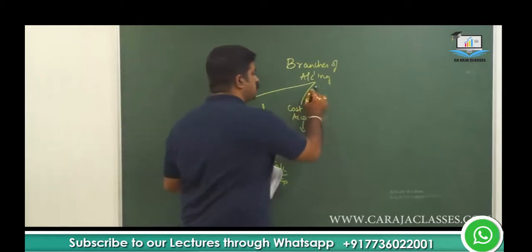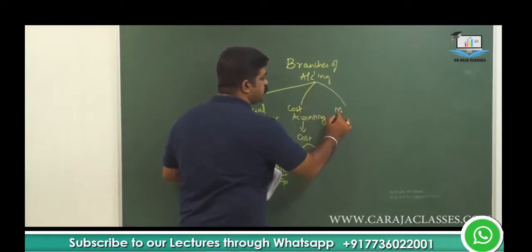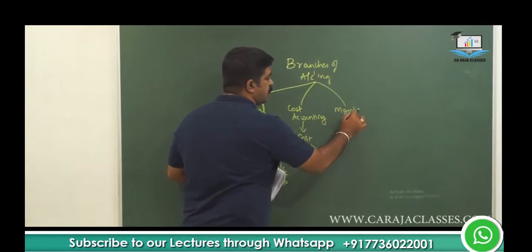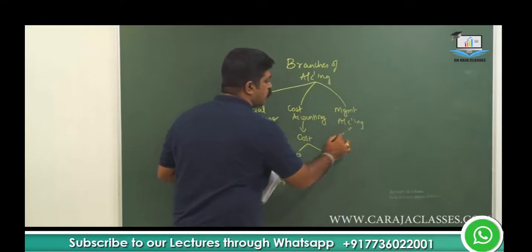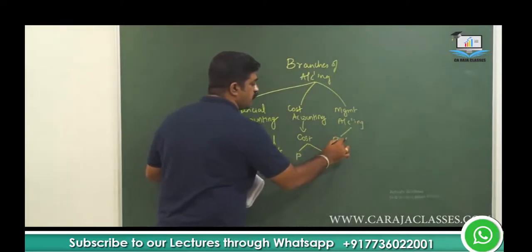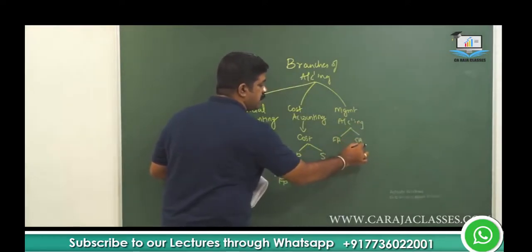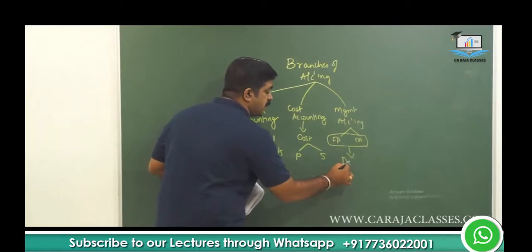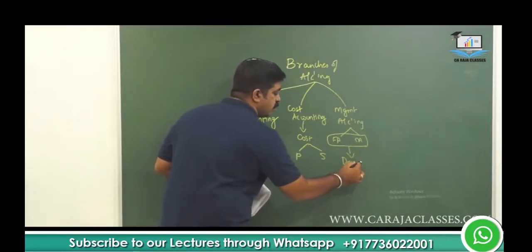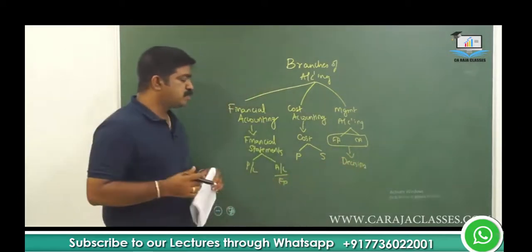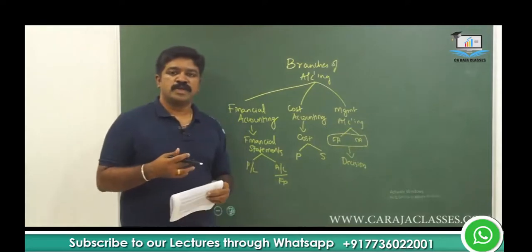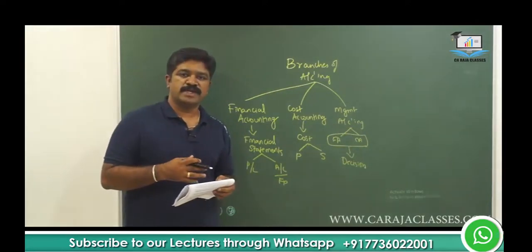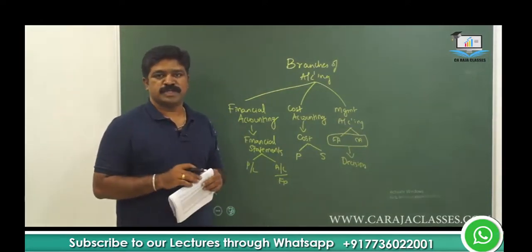Then comes the third branch, management accounting. Management accounting takes information from both financial accounting and cost accounting, and this will present information to the management in such a way that they can take decisions, strategic decisions, which will decide the future, which will decide the overall performance of the business entity.